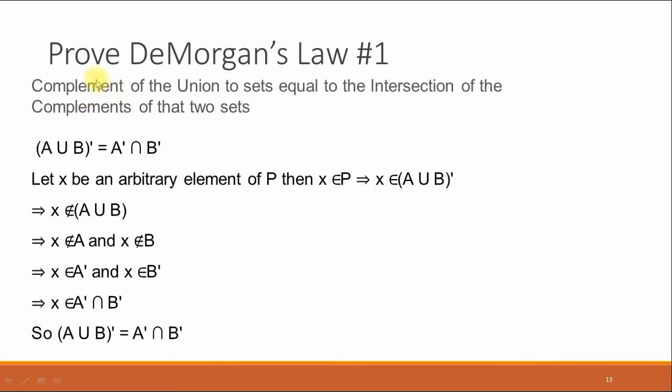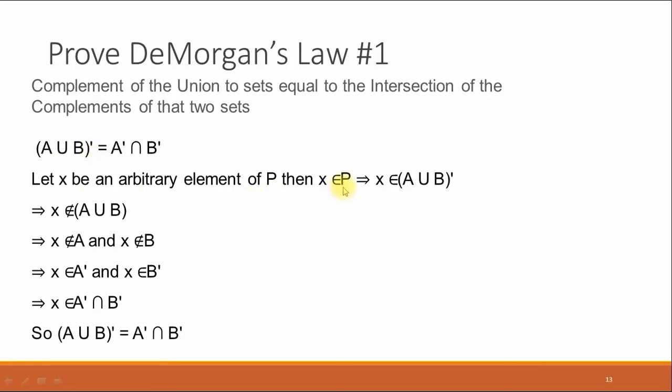For the proof of first law of De Morgan, let us consider two sets A and B. The first law of De Morgan says that complement of the union of two sets is equal to the intersection of the complements of those two sets. That is, (A union B) whole complement is equal to A complement intersection B complement. Let X be an arbitrary element of P, where P is equal to (A union B) whole complement.